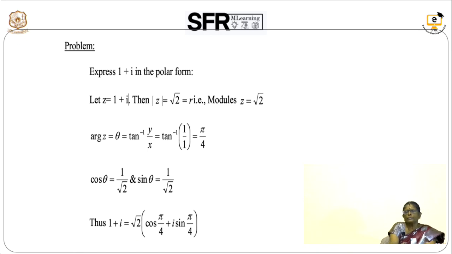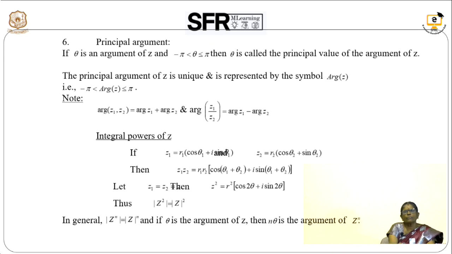So we can express the complex number 1 plus i in the form r cos theta plus i r sin theta, that is root 2 cos 45 degrees plus i into root 2 sin 45 degrees, and then the complex number 1 plus i is expressed in the polar form. And next, a very important concept is the principal argument.